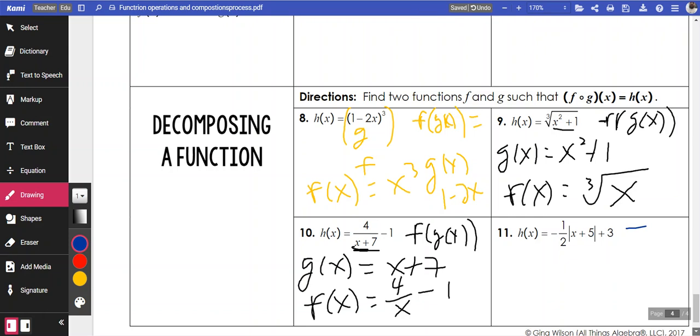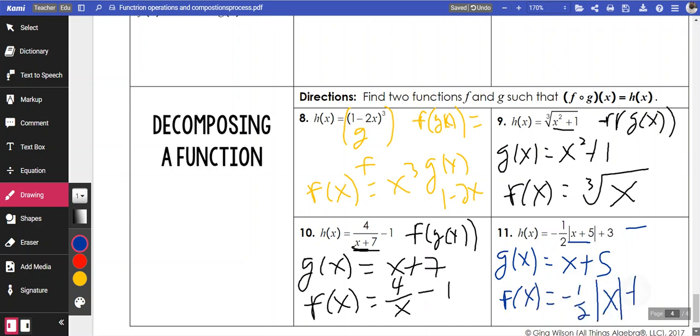Okay, now this one, same thing. Let's work from the inside out. I'm betting you this little ditty right there is my g of x. So g of x is that linear x plus 5. So f of x is what's left over. What's left over? Negative 1/2 times the absolute value of big X plus 3.